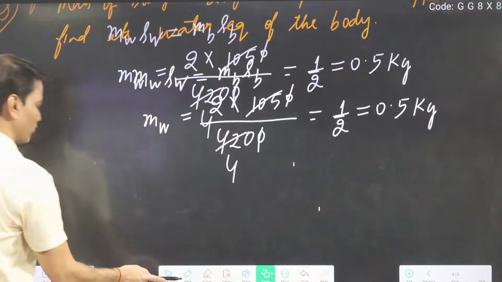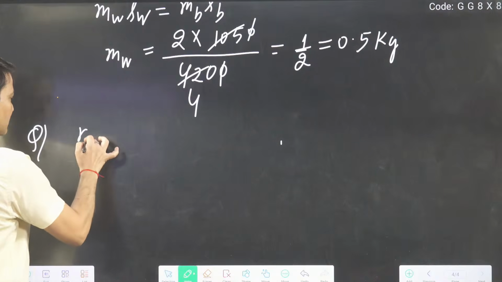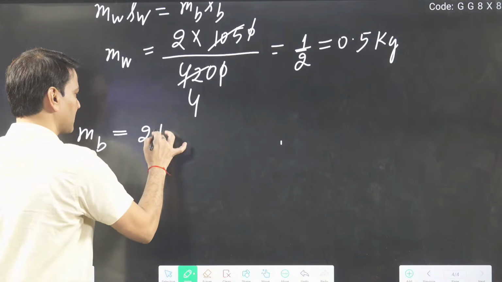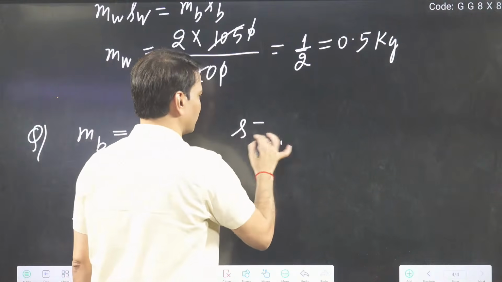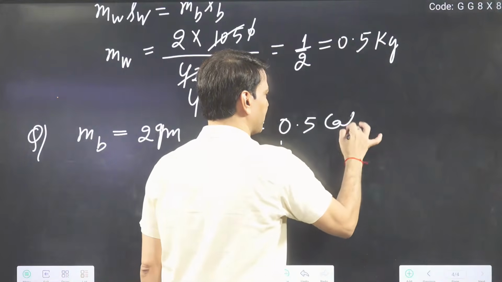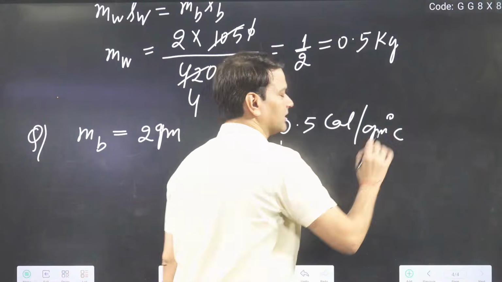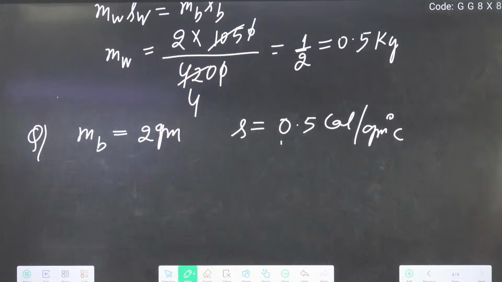Then what is the water equivalent of the body? What did I give? Mass of the body I gave is 2 gram. So I will get 1 gram.